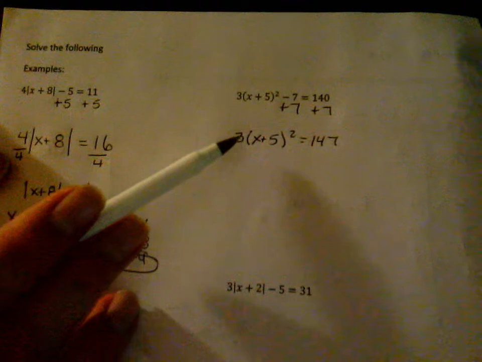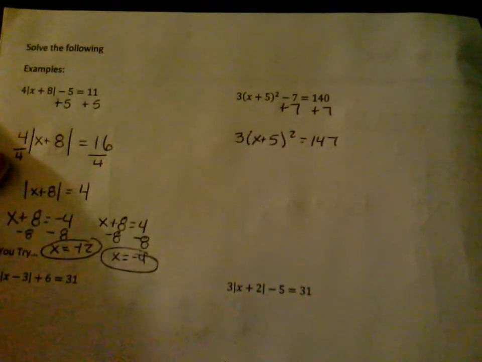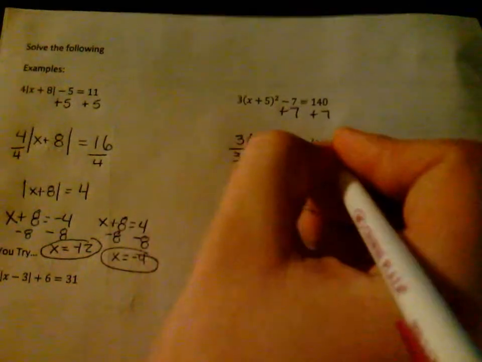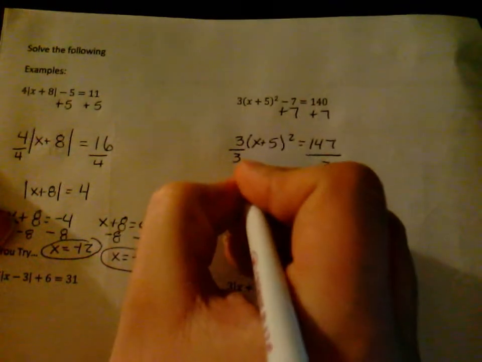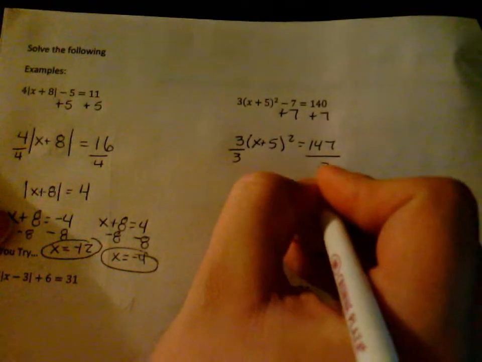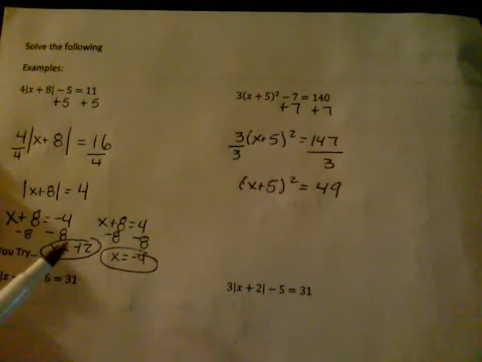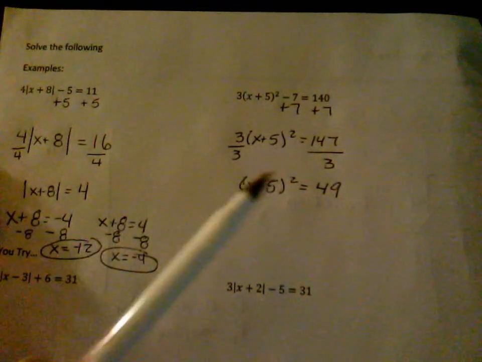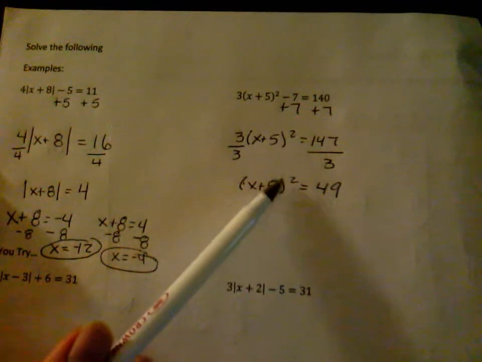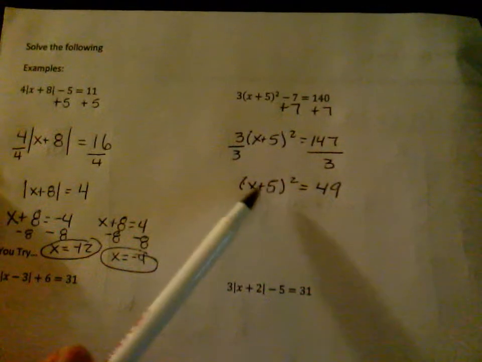Now I want to get rid of this 3 multiplying. You can't distribute it because of that squared, so we're just going to get rid of it by dividing it away. So it becomes x plus 5 squared equals 49. Now, we're going to try to solve it like this. We're going to have two answers like this, but it's going to be a little bit different how we get it. This squared term is keeping us from being able to get to this x plus 5.